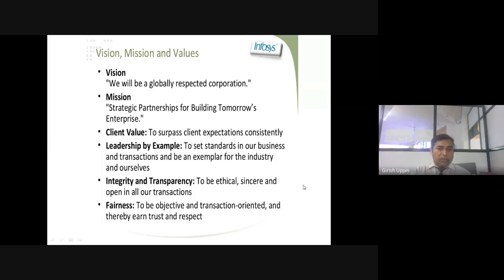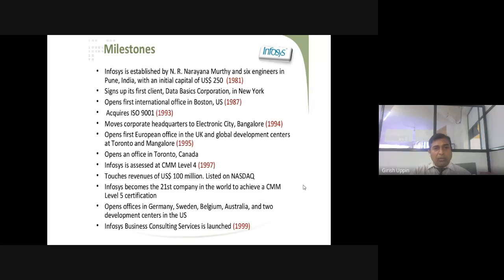To be ethical, sincere, and open in all our transactions. Fairness, to be objective and transaction oriented, and thereby earn trust and respect. So, trust is a major factor when we are dealing with business partners and business customers.